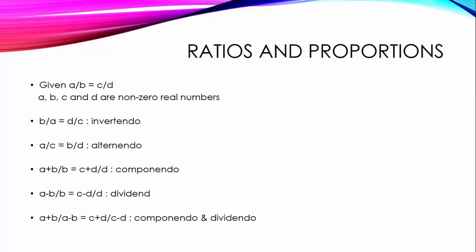A plus B by B is equal to C plus D by D, componendo. A minus B by B is equal to C minus D by D, dividendo. A plus B by A minus B is equal to C plus D by C minus D. It's called componendo and dividendo.